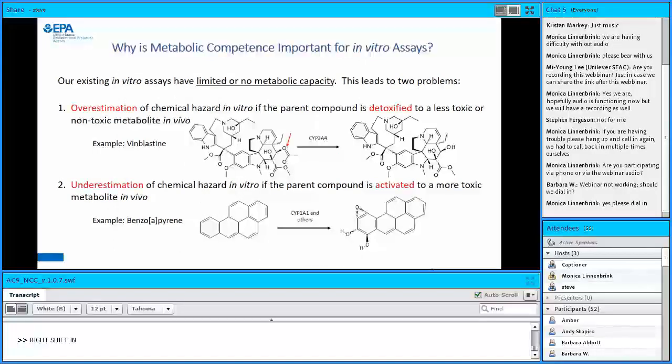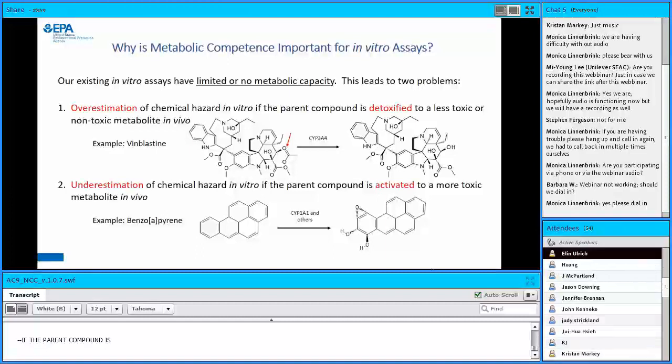An important problem is underestimation of chemical hazards in vitro if the parent compound is activated to a more toxic metabolite in vivo. Here I give a classic example. If you've gone through a toxicology program or had a toxicology course, you learn this example, the polyaromatic hydrocarbon benzo[a]pyrene. In and of itself, in in vitro assays, it's largely inert because it doesn't really have any functional groups.